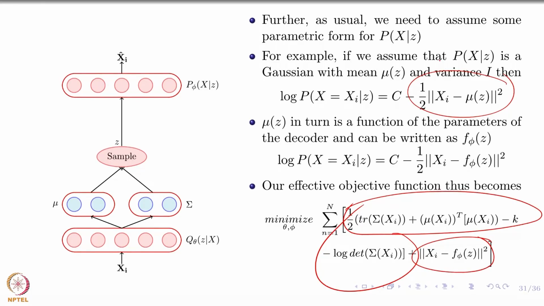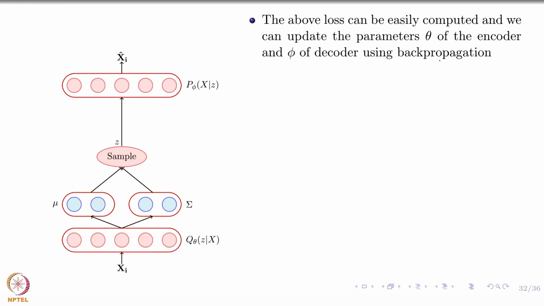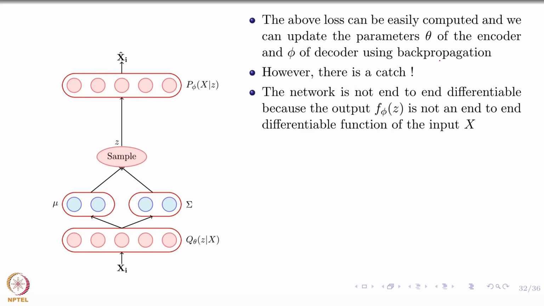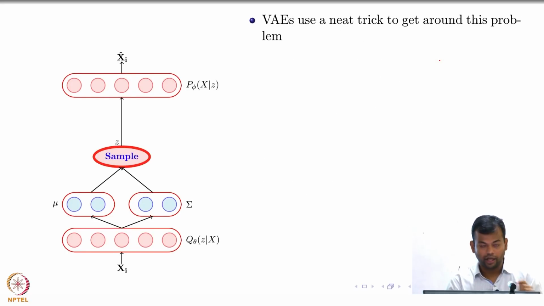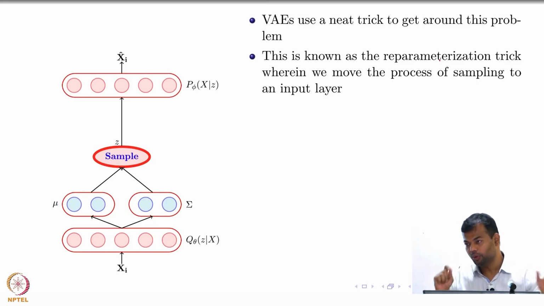We have solved the problem of the loss function, but we still don't know a training algorithm. The loss function can be easily computed, and the optimization problem is with respect to theta and phi. There's a catch. The catch is that you're using this sampling. You're sampling from the distribution mu comma sigma for the variable z, and that brings in this discontinuity. Because of that, you cannot have the output as a continuous function of the input. Now, VAEs use a neat trick to get around this problem, and this trick is called the reparameterization trick, wherein we move the process of sampling to an input layer.